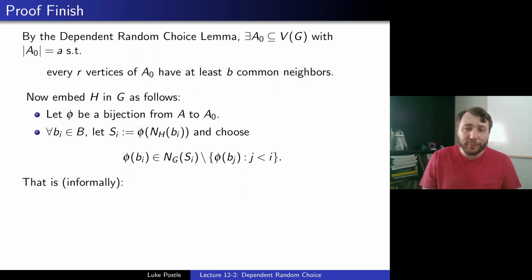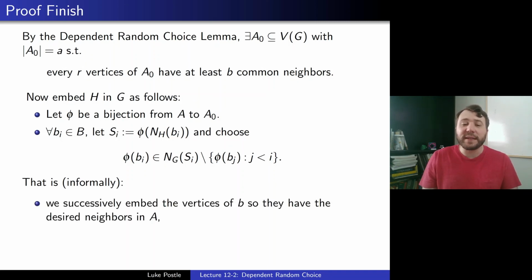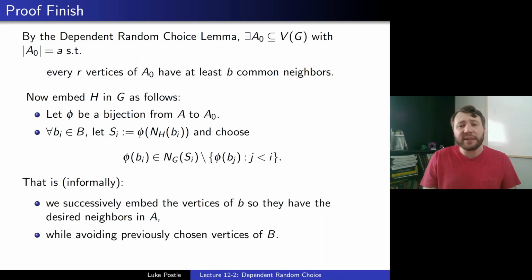More informally, what we're doing is we successively embed the vertices of B, so they have the desired neighbors in A. So A got mapped. We successively embed B to make sure it has the appropriate neighbors on the A side. And the only trick, though, is we have to avoid the previously chosen vertices of B, right? We want to make sure they get different images. And we can do that if the set above is actually large enough, right? So we need that there are lots of common neighbors to avoid the previously chosen.